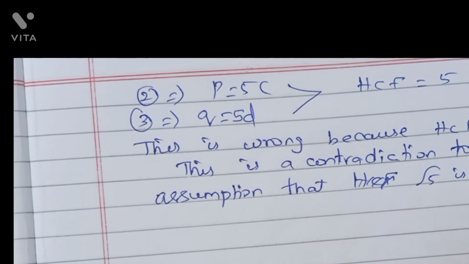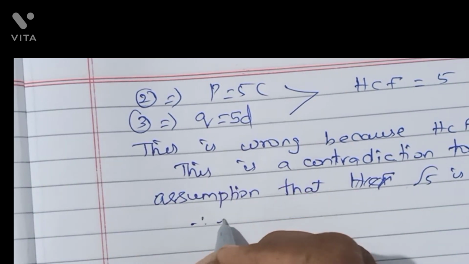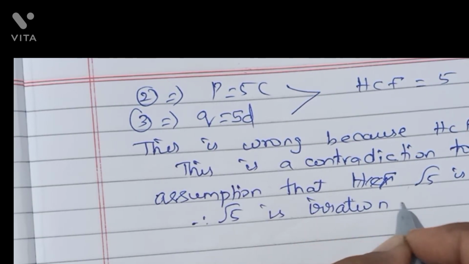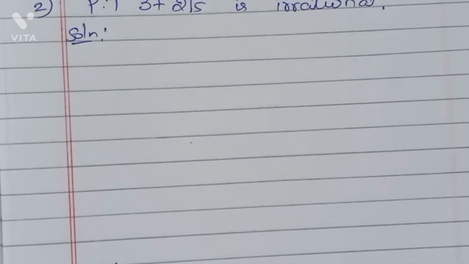rational. So because we took root 5 as rational, it has become wrong. Okay, therefore root 5 is an irrational number. Therefore we say that root 5 is irrational. This is the answer for sum number 1.